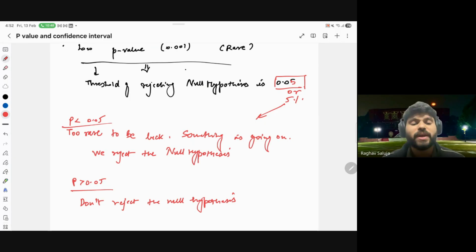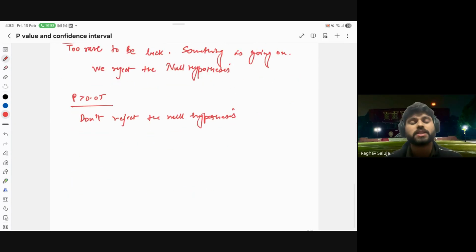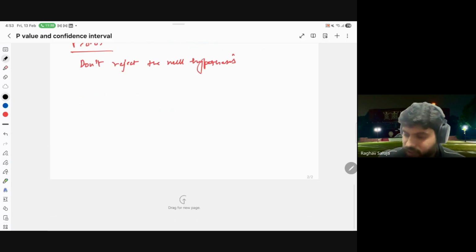P-value is simply a measure of evidence against the null hypothesis. Remember this. The lower the p-value, the more ridiculous the null hypothesis looks. Which means the lower the p-value, the rarer it is for that particular result to happen by luck. That means something is happening. I hope p-value is clear.